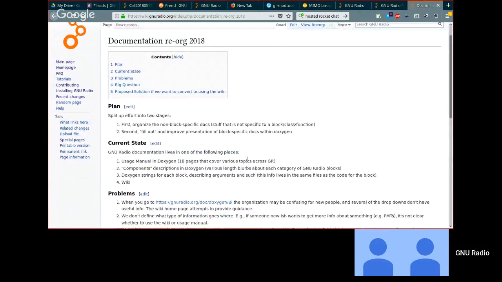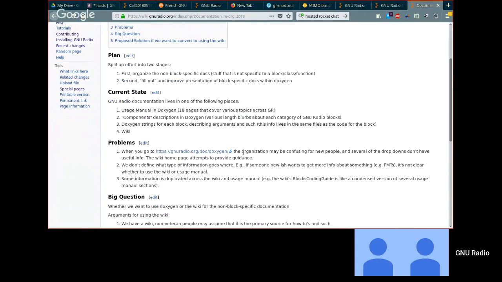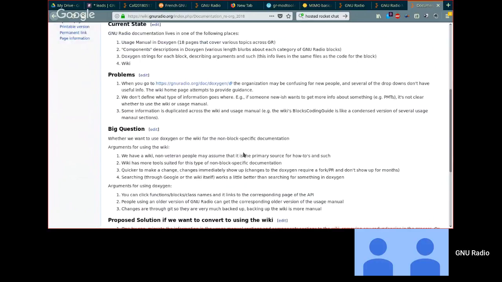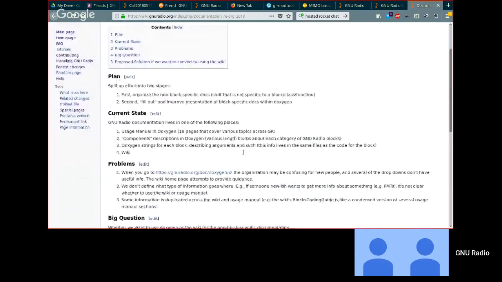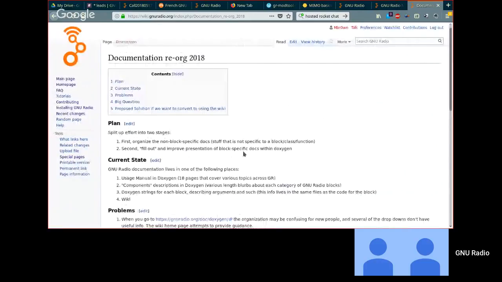There are pros and cons for each one. One of the big pros for the Doxygen usage manual is that the functions and blocks and classes can be linked to the C++ API. So I'm curious how many people use that, because a lot of those functions don't even have their doc strings filled out, so there's not much additional information once you click it. Anyway, if anyone wants to help with this decision-making process, I'd be interested. I mean, the documentation is for all of us. It's not really a leader's thing. Yeah, I guess that's about it.